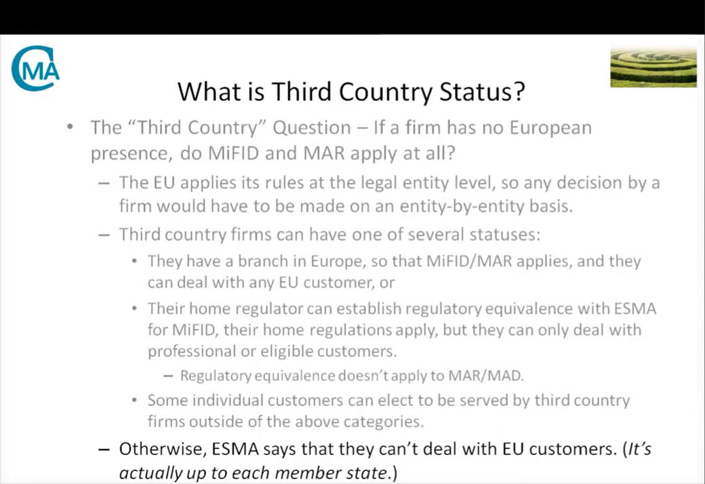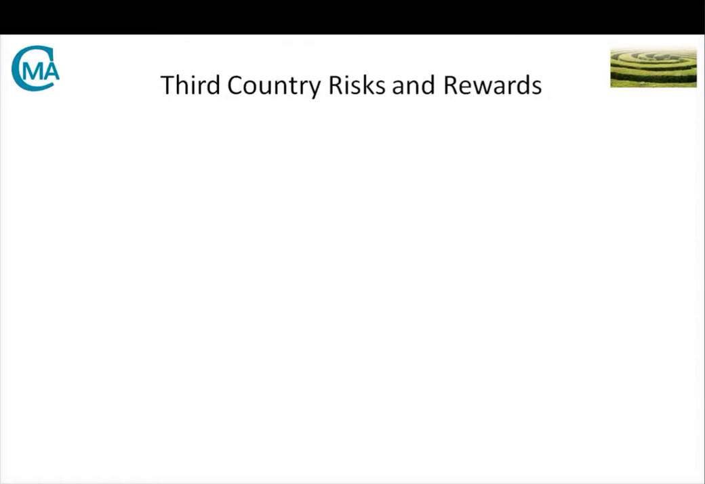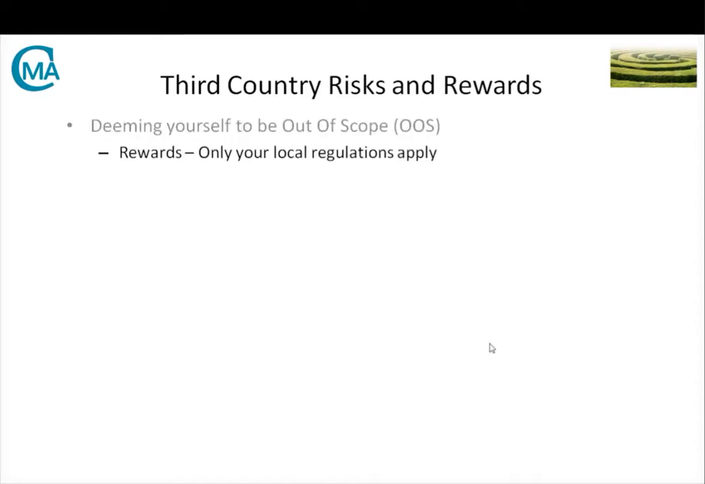And given that the actual applicable rules here are country by country, it means that each member state has to pass something that says unless you qualify under one of these, if you're outside the EU, you can't deal with EU customers. So the question then is, when we look at whether to become applicable, or whether to be in scope or not, we have a set of questions to be asked. And what's the implication of deeming ourselves to be out of scope?